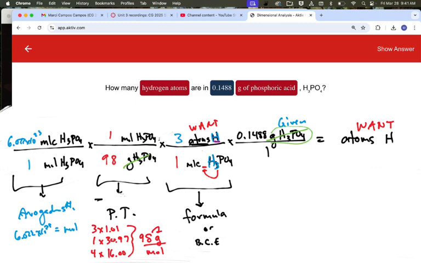What happens with our units? Moles cancel. Where'd they go? There it went. Molecules of H3PO4 cancel. I can now go in and punch it into the calculator. 6.022 times 10 to the 23rd times 3 times 0.1488 divided by 98, and I now have the number of hydrogen atoms that are found in this mass.